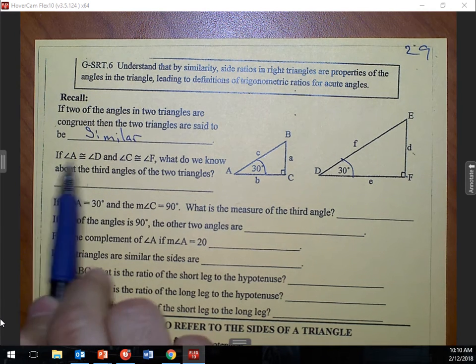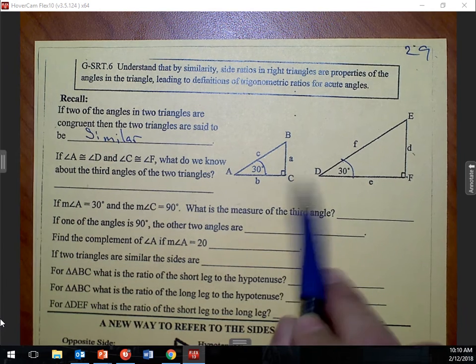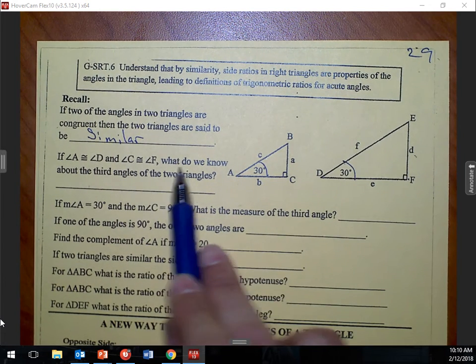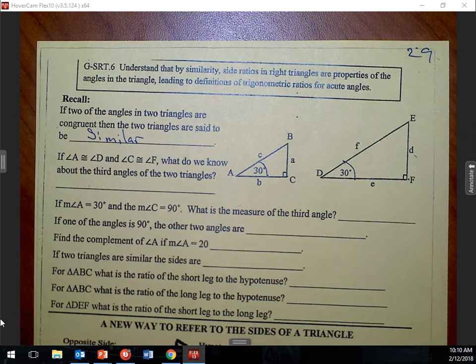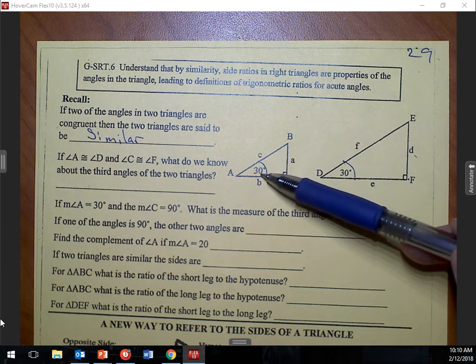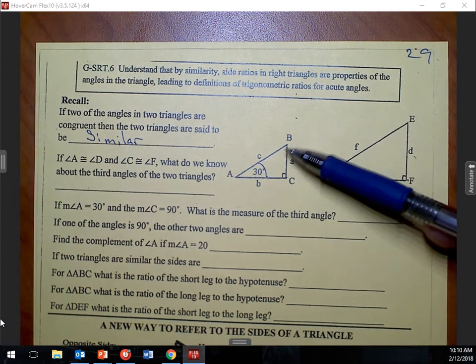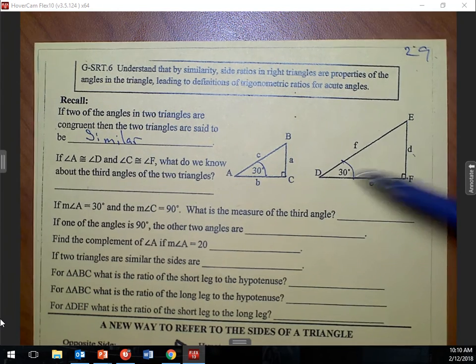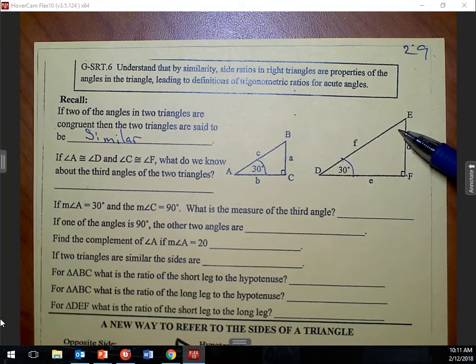Alright, so if angle A is congruent to angle D, that's what I have here, and C is congruent to F, that's what I have there. What do we know about the third angle of the two triangles? Okay, let's do the math. If that's 30, that's 90, this other one has to be 60. Very good. If this is 30, that's 90, this other one has to be.